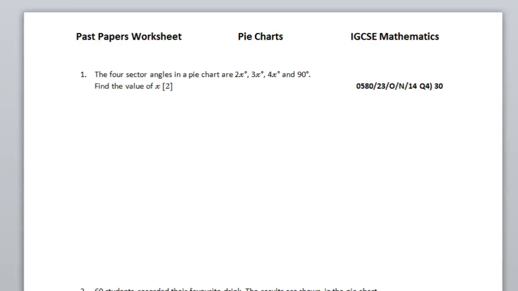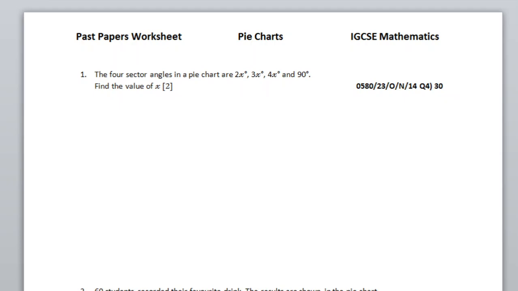Alright, we're doing worksheet number 8 on page number 34, question number 1. The four sector angles in a pie chart are 2x, 3x, 4x and 90. Find the value of x.